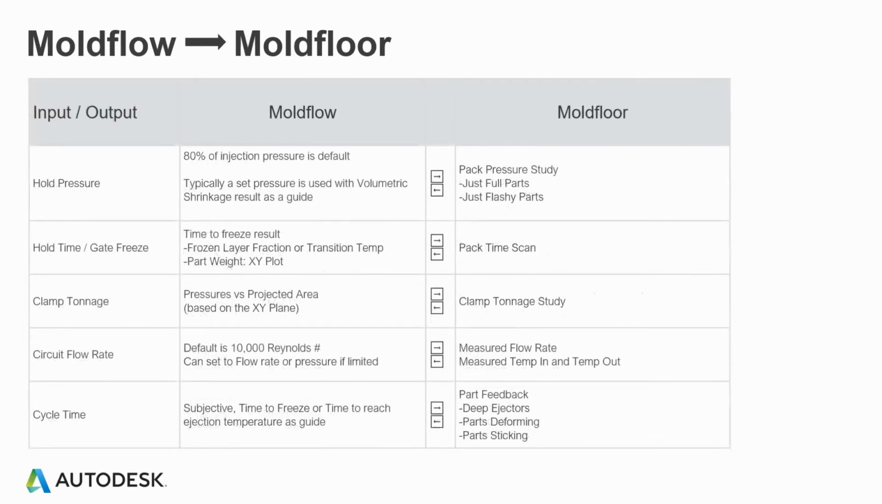There's a second page here. You'll see we get into second stage. So here we have hold pressure, hold time and gate seal, clamp tonnage, the flow rate that's required, and cycle time. So we have a lot of good information here to pass back and forth, and these conversations are beneficial to really improve the quality of this event.